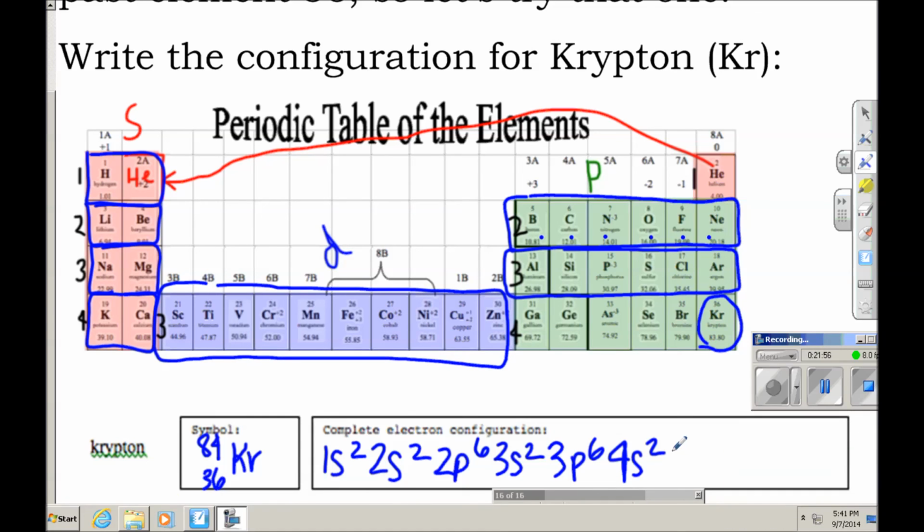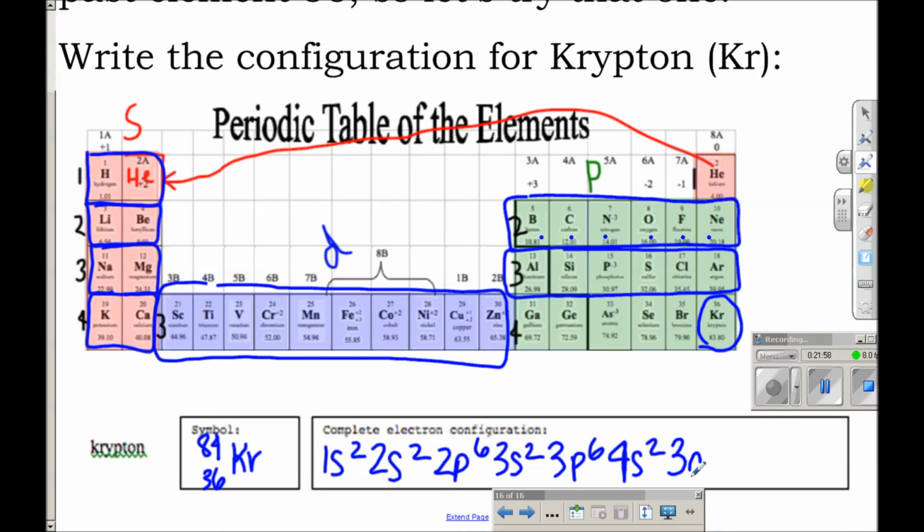Move that out of the way. This is now 3d. 1, 2, 3, 4, 5, 6, 7, 8, 9, 10 elements. And all the way to the end here, because we're going all the way to Krypton, back to 4p. Remember, the 3 is only in the D block section. 1, 2, 3, 4, 5, 6. Whew.